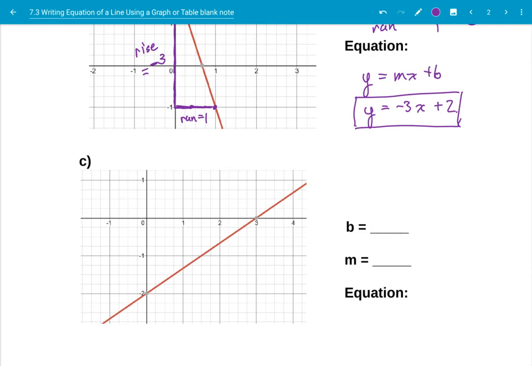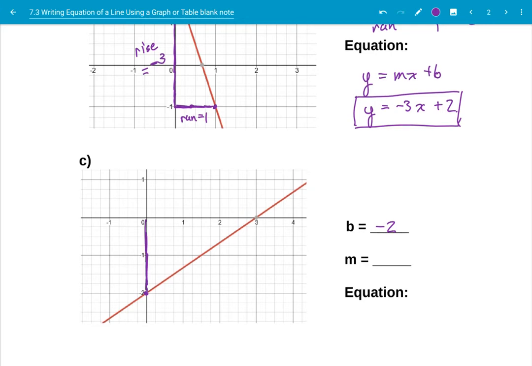Okay, this is -2 where it's crossing, so the y-intercept is -2. Looking for a nice triangle to draw right here. And it's going up to the right, so the rise is positive 2, and the run is 3. Oh, it's not going to reduce, but that's okay. Fractions are fine. It makes it really clear that it's up 2 and right 3.